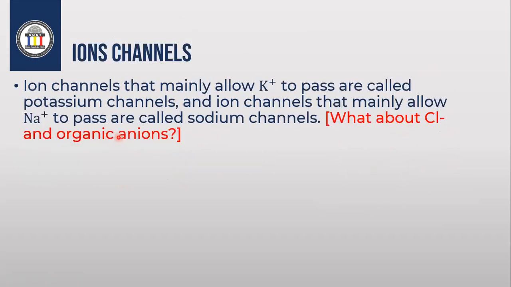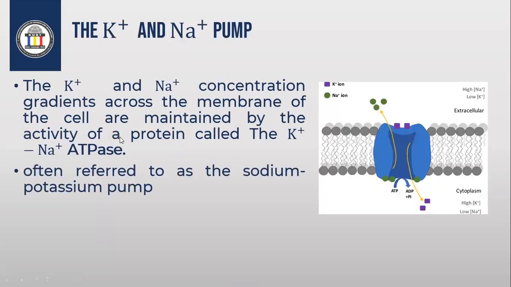How many channels do we have to make this passage? We have ion channels that mainly allow K plus to pass, called potassium channels. And we have ion channels that mainly allow Na plus to pass, called sodium channels. The question is, what about the chloride and the organic ion? We'll talk about it later in the lecture, inshallah.